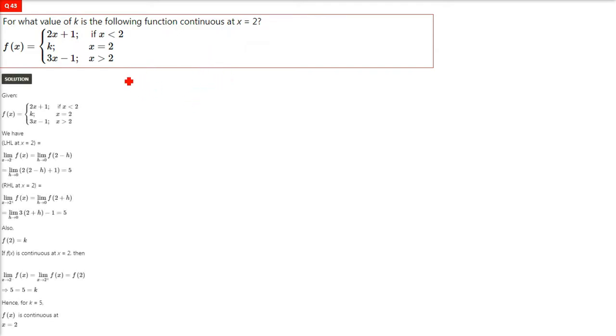So we have x at 2 we have to check. So x equals 2, and just a step back and step forward. X is less than 2, x is greater than 2. Both the functions are given, 2x plus 1 and 3x minus 1. Okay, so we'll find out the left hand limit and then the right hand limit, and then we'll equate it to k.